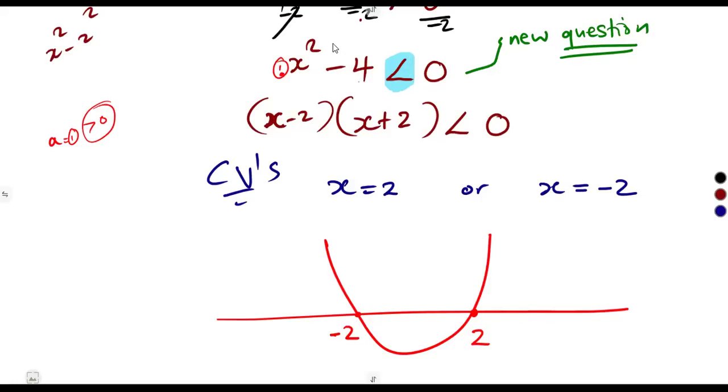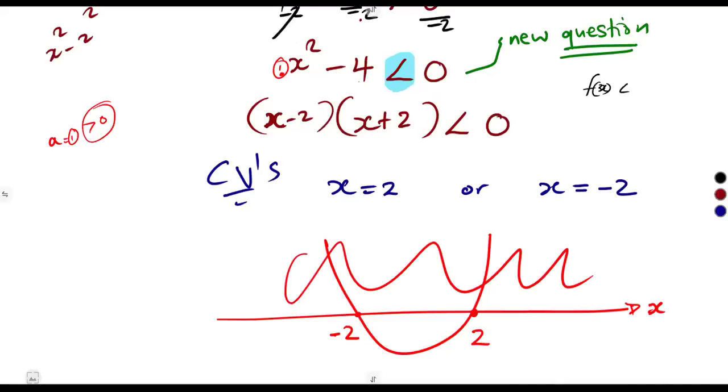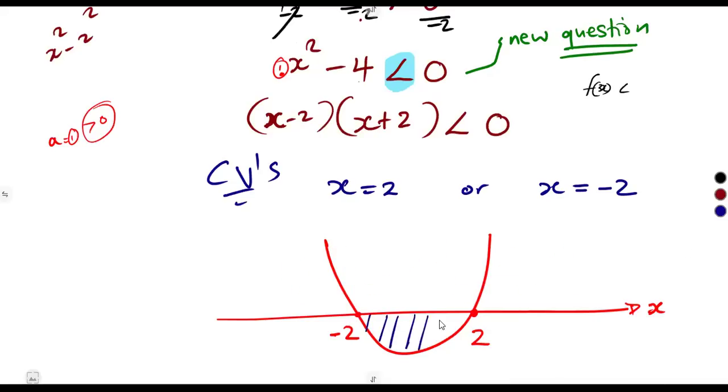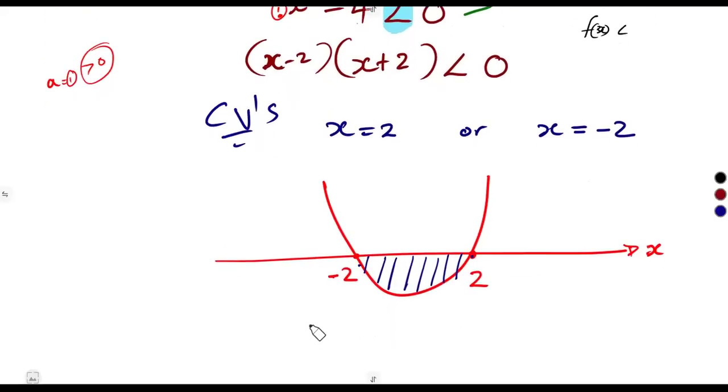So where is this function less than 0? Because this is our new question, like I said, it's just f of x less than 0. Where is this whole part here less than 0? Below the x-axis. Remember, you compare on the x-axis. Below the x-axis we have less than 0, the negative values. Above, it's greater than. So according to this shape, below the x-axis, these are the solutions you take, in between minus 2 and 2. So therefore, x is greater than minus 2 but less than 2.